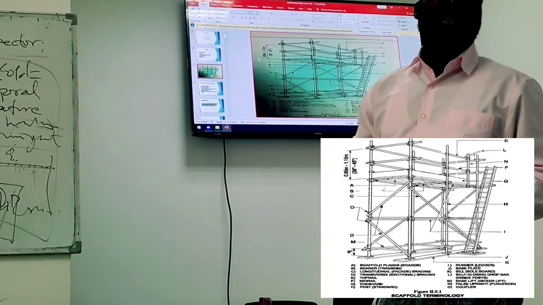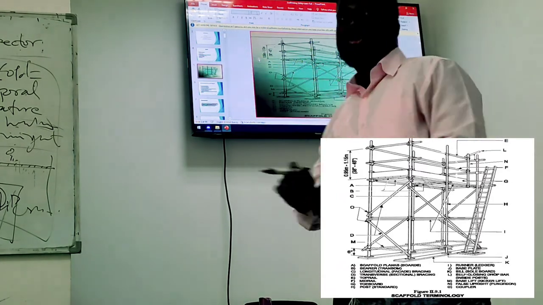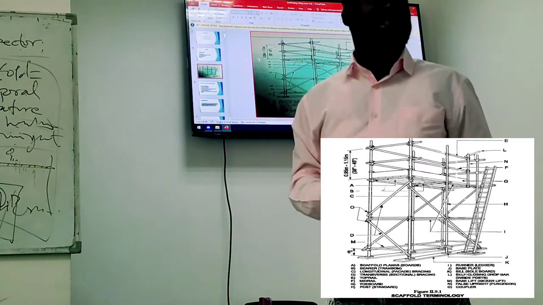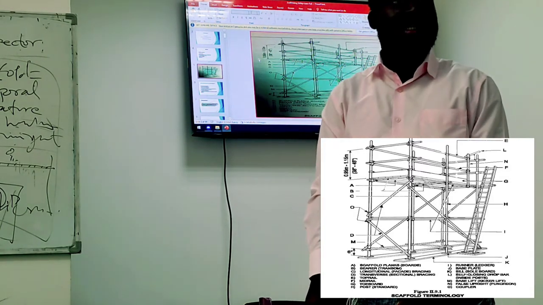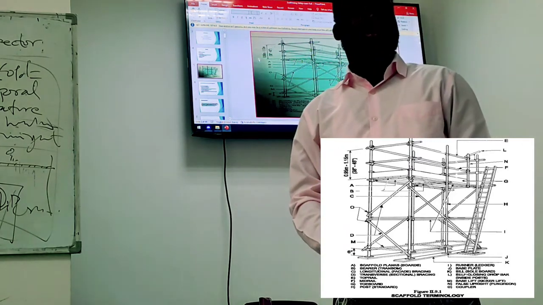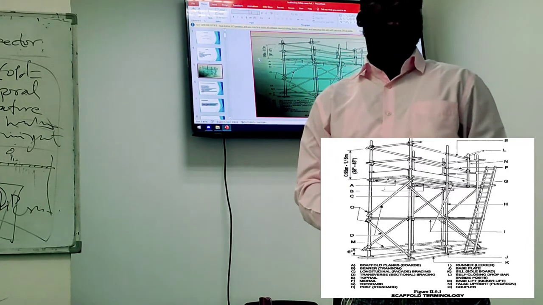Is it correct? The entire scaffold is called platform, because you stand on it. You don't stand on only the board, but you are standing on everything. So the correct name of that is planks.